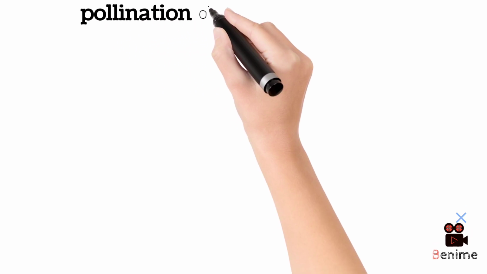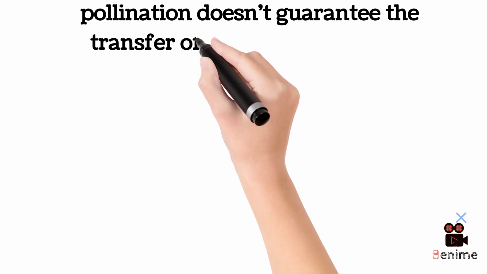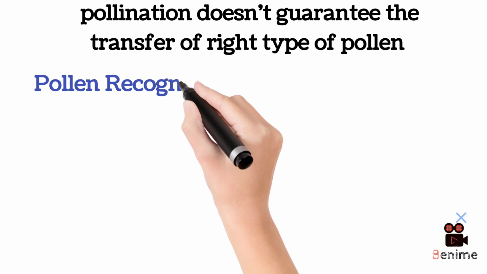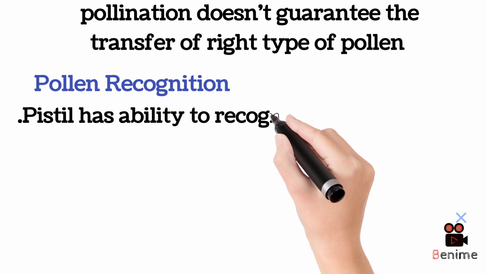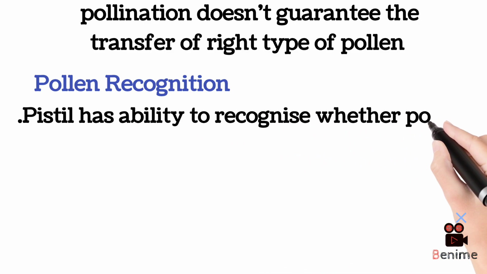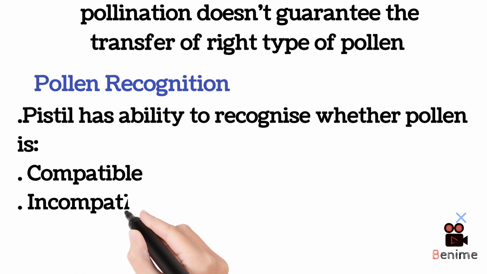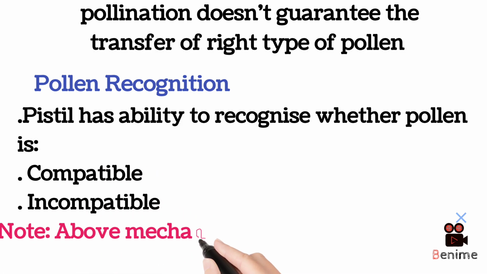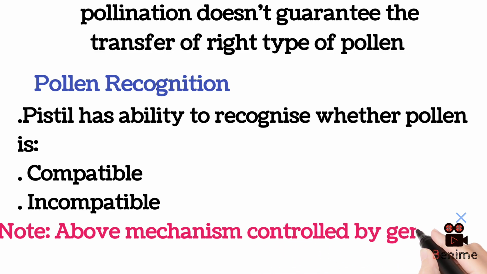Guys, pollination doesn't guarantee the transfer of the right type of pollen. How do we identify which is right and which is wrong? Pistil has the ability to recognize whether pollen is compatible or incompatible. This mechanism is controlled by a genetic mechanism.